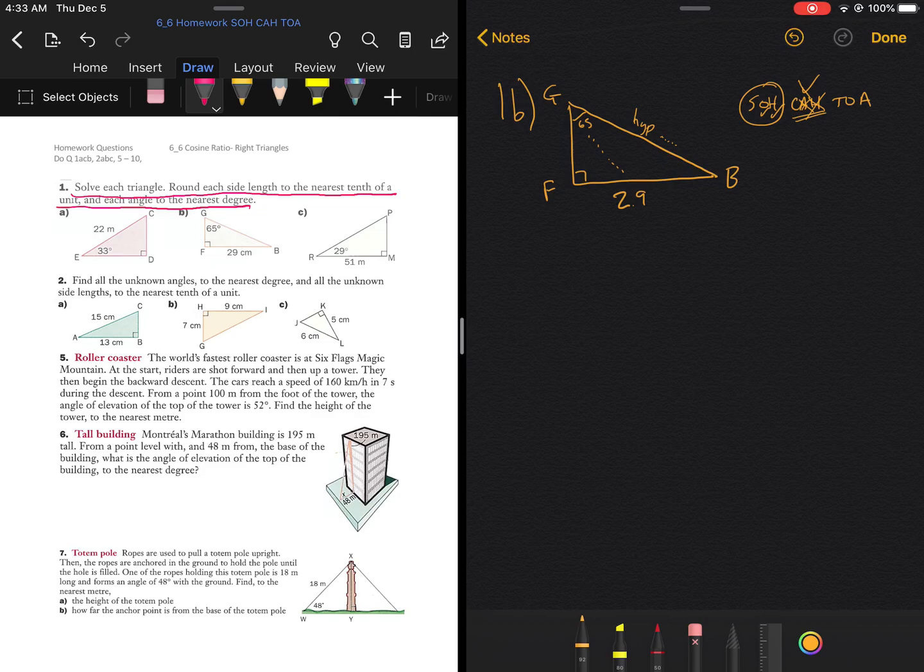Hypotenuse. Finally, we have tan. We have the opposite. We don't even want the adjacent, so we're not going to use tan at this stage. So let's say sine of 65 degrees equals opposite 29 over hypotenuse.